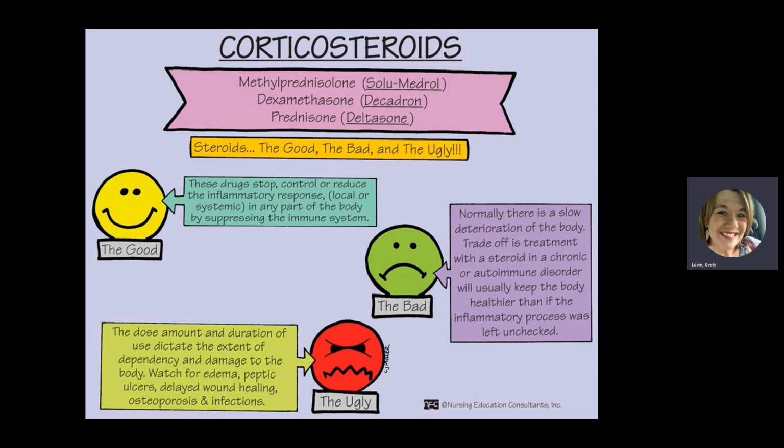Okay. Corticosteroids, why are they so bad? The good, the bad, and the ugly. Okay. Good, decreases inflammation, does it very quickly. Bad is there's a trade-off that can deteriorate parts of the body.